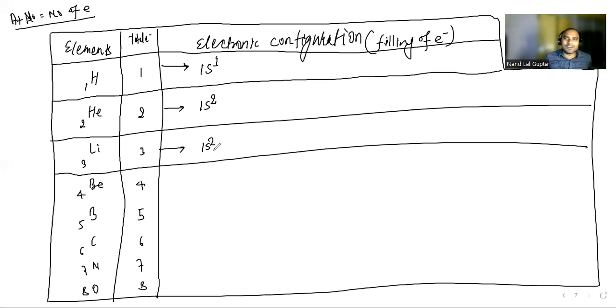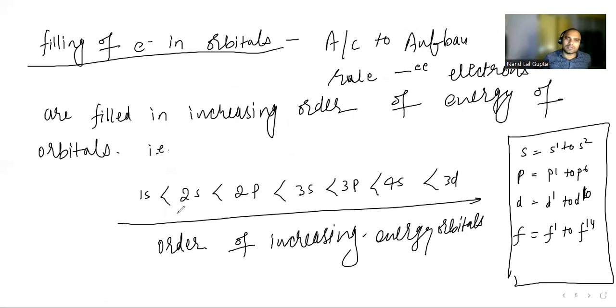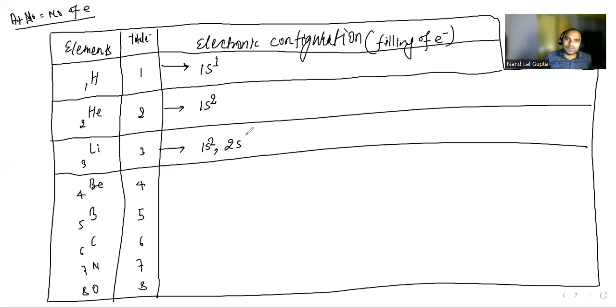1s2, then see here. After 1s, it is 2s, no? So it is going to be 2s1. So total electrons 2 plus 1, that is 3.